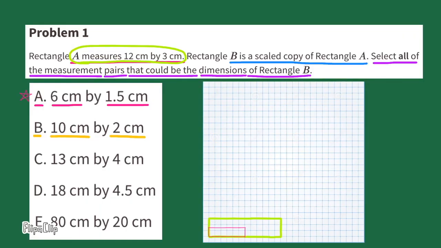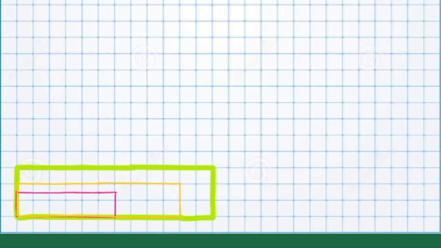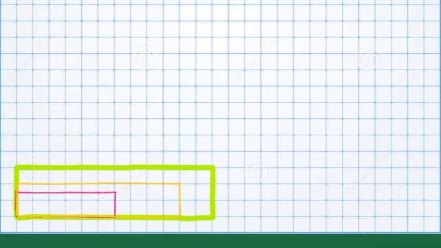Next, I'll draw the rectangle that's 10 centimeters by 2 centimeters. And without doing any math, this just doesn't look like it's going to be a scaled copy of rectangle A. I'll come back to it later to double check. Next, I'll draw the rectangle that's 13 centimeters by 4 centimeters, and I'll come back to this one too to double check.